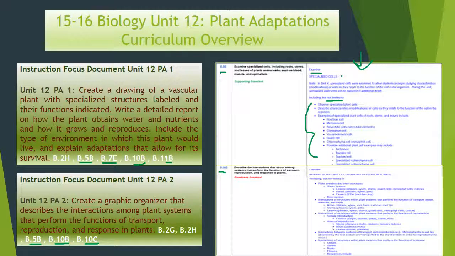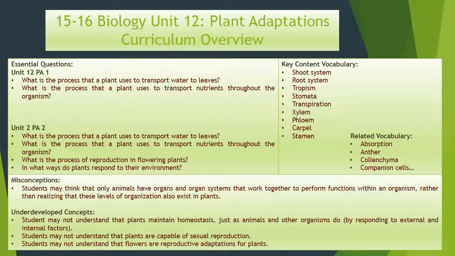And B10B is here about the interactions that occur amongst the systems performing transport, reproduction, and response in plants. Again, this is your specificity, and you are to describe those interactions. So we saw how the state's interpreting that SE as we looked at the questions from the STAR release test. So if you have any questions, again, please let me know.